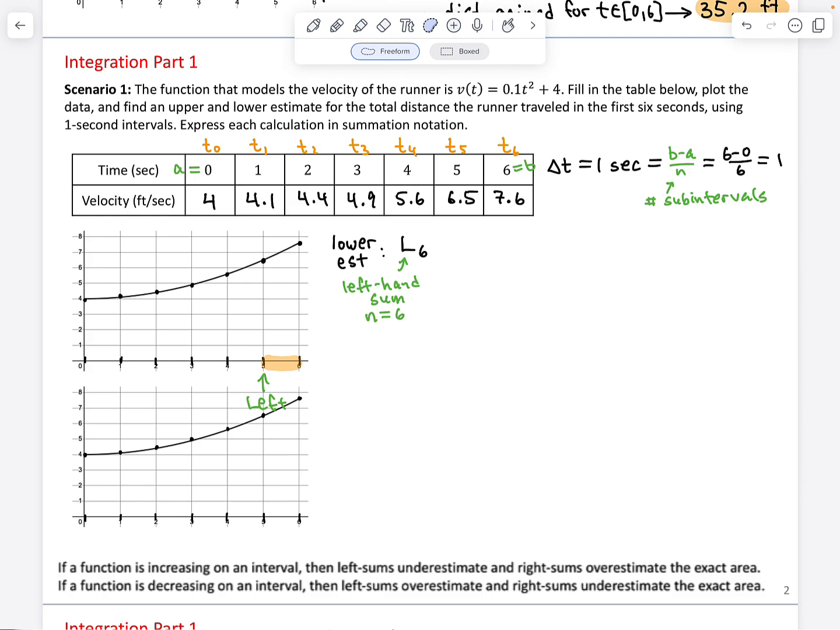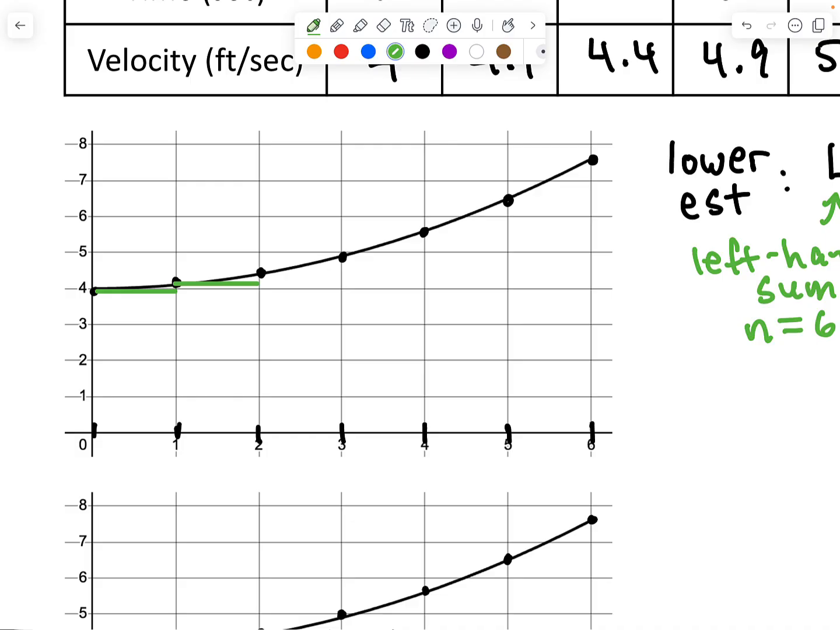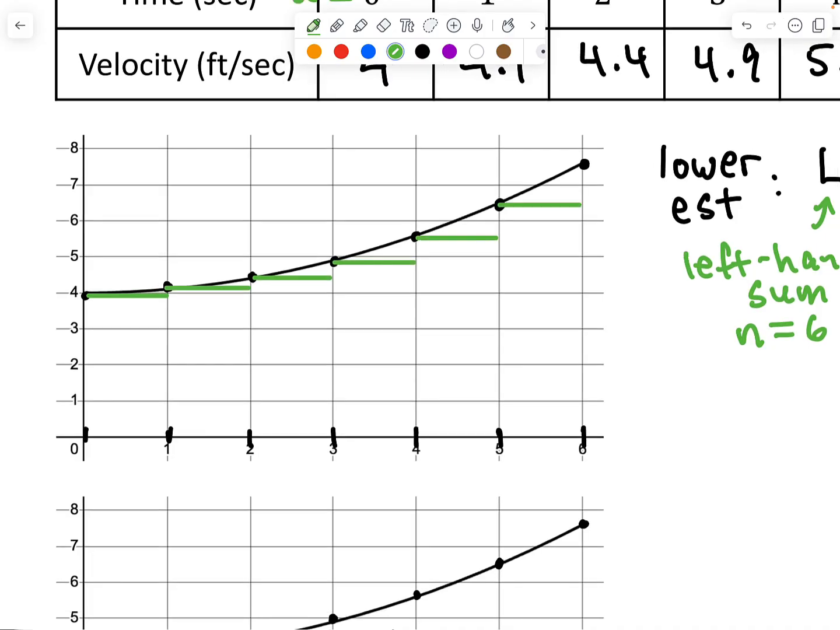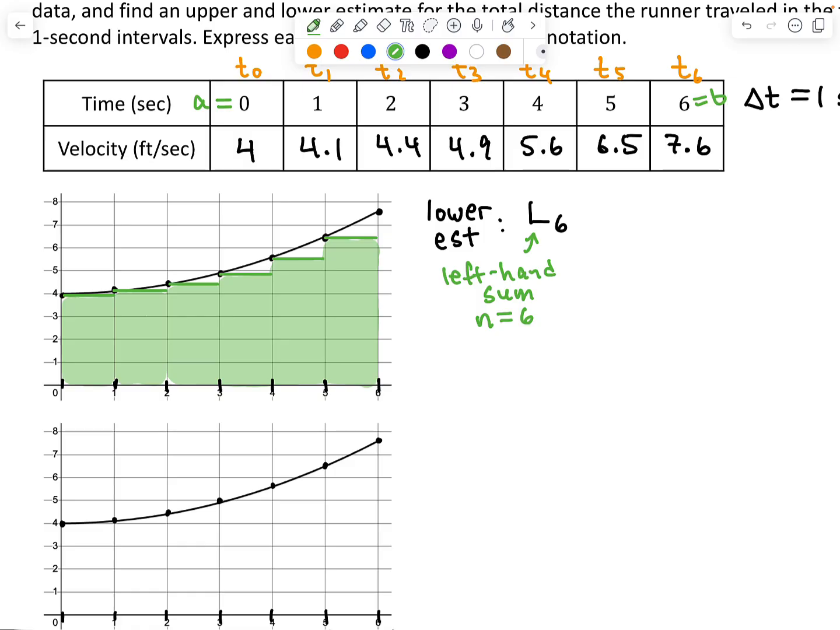And the left-hand sides will consistently give me lower estimates because of the increasing nature of our velocity curve. So visually, I'm going to find the following 6 areas. First time interval, assume 4 is a constant speed. Then assume 4.1, 4.4, 4.9, 5.6, and 6.5. The areas are easy to calculate because each delta t is 1 second.